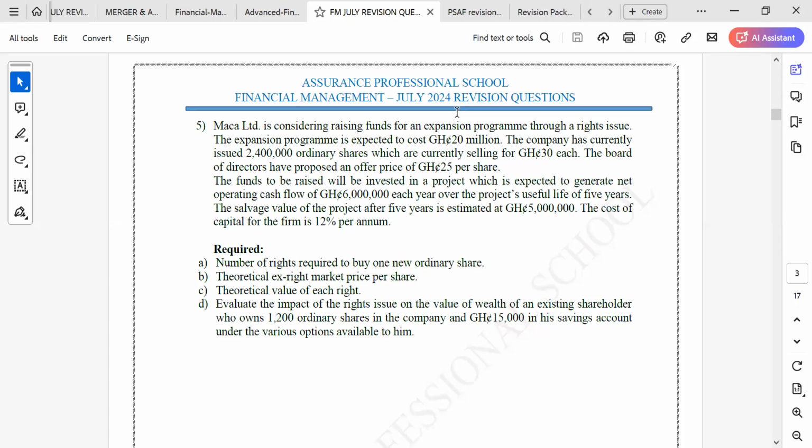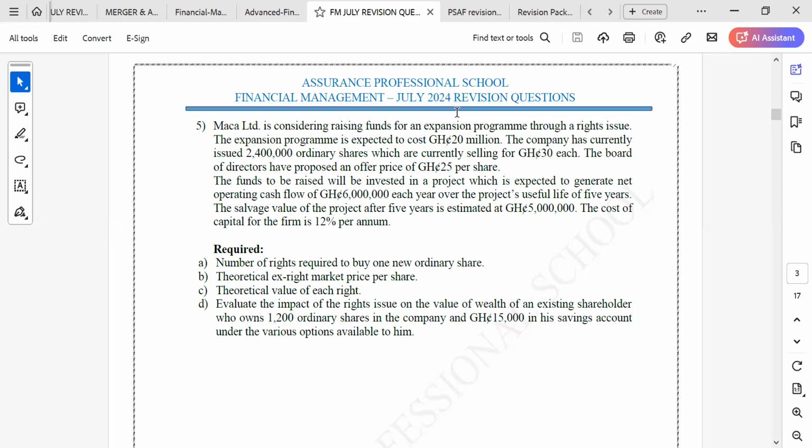Market Limited is considering raising funds for an expansion program through a right issue. The expansion program is expected to cost 20 million. So it means that we have to raise 20 million through the right issue. The company has currently issued 2.4 million ordinary shares, which are currently selling for 30 cedis each. These are the existing shares. The board of directors has proposed an offer price of 25 per share. So the offer price is the right issue price.